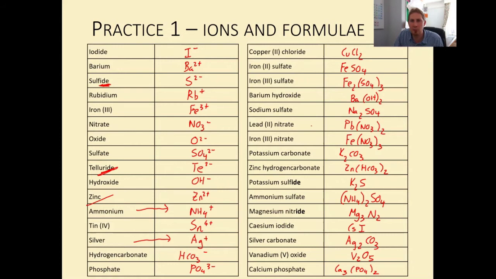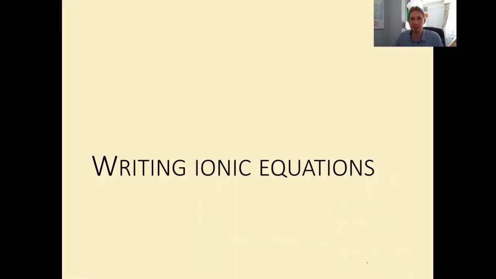Just be careful with your brackets. For example, iron 3 nitrate, Fe, brackets NO3, close brackets, another 3. Lots of people miss out one of those 3s. I often see Fe, brackets NO, close brackets 3 there, people being careless. Ammonium sulfate, (NH4)2SO4, and calcium phosphate, Ca3(PO4)2. If you need help with any of those, email me directly, but I'll presume you did okay on those.